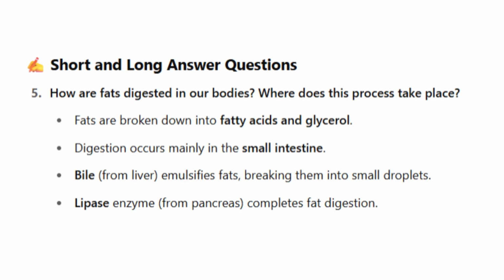How are fats digested in our bodies? Where does this process take place? Fats are broken down into fatty acids and glycerol. Digestion occurs mainly in the small intestine. Bile, from the liver, emulsifies fats, breaking them into small droplets. Lipase enzyme from the pancreas completes fat digestion.